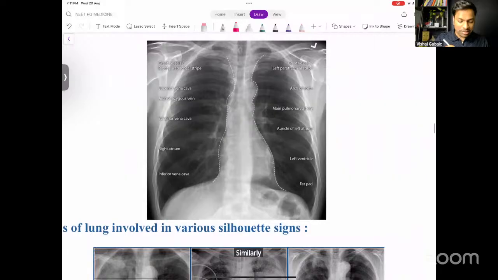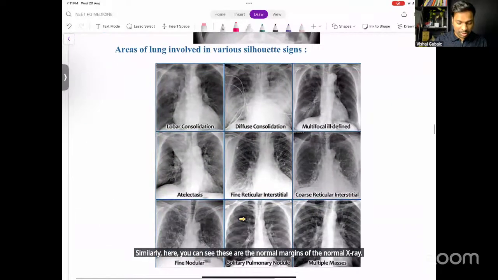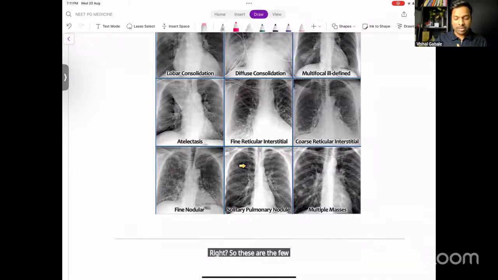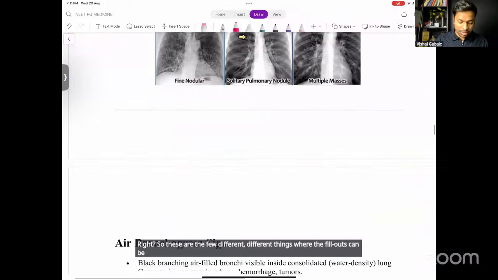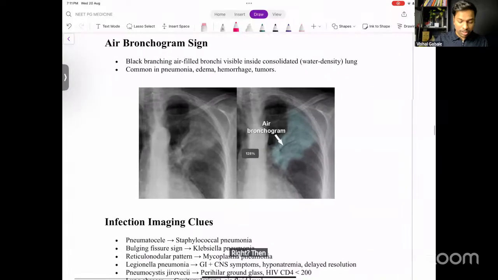Similarly, here you can see these are the normal margins of the normal X-ray, right? So these are the few different things where the silhouettes can be obscured, right? Then we discuss about the air bronchogram.